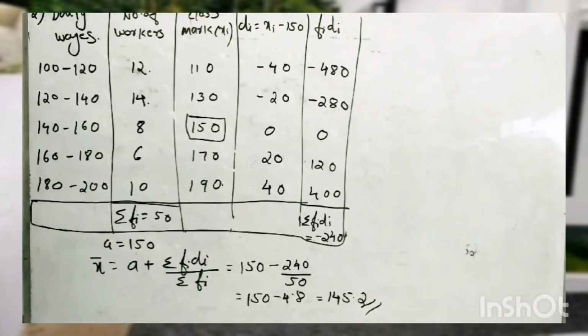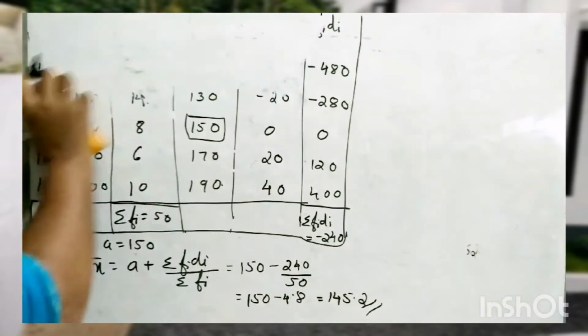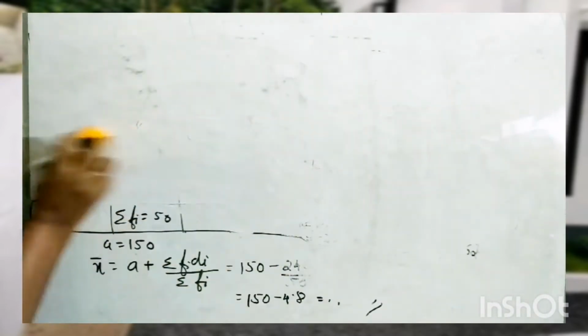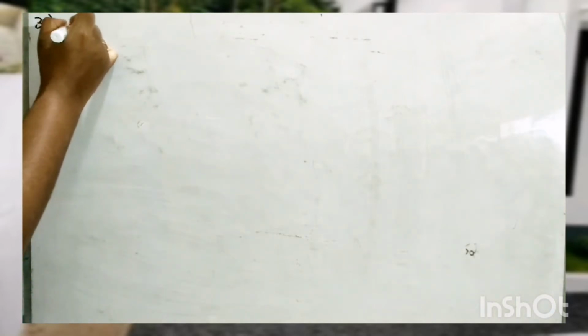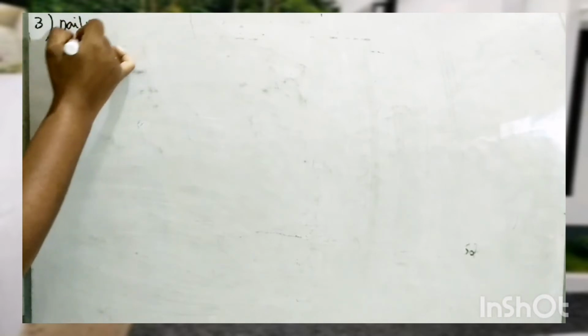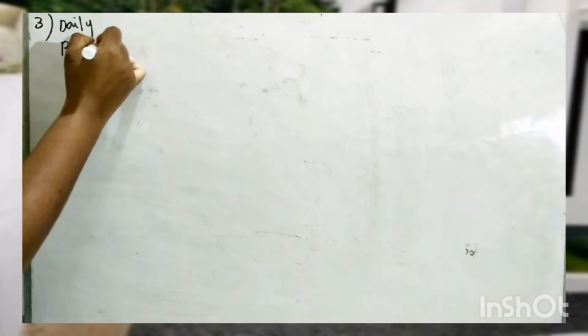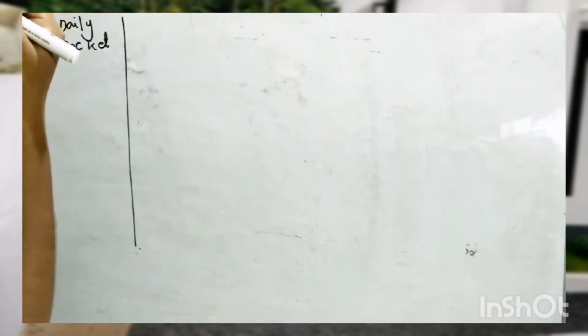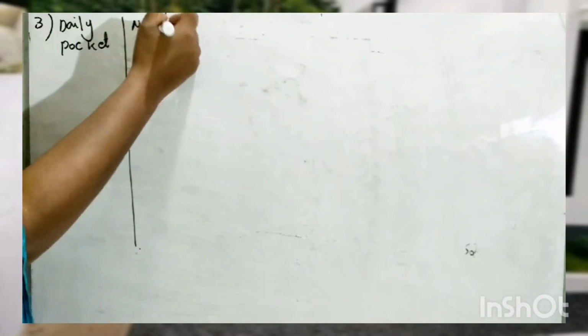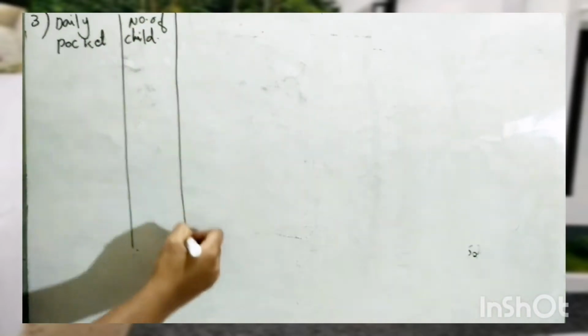Next, the third question, that is a very important question, because in that question we need to find the missing frequency. Third question: the following distribution shows the daily pocket allowance of a student of a locality. The mean pocket allowance is rupees 18. Find the missing frequency. In our given information, the daily pocket allowance is given and the number of children is given.